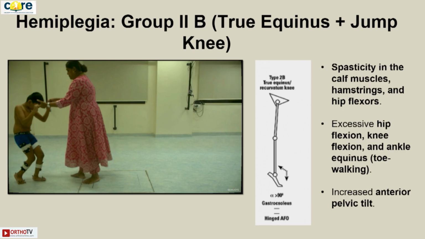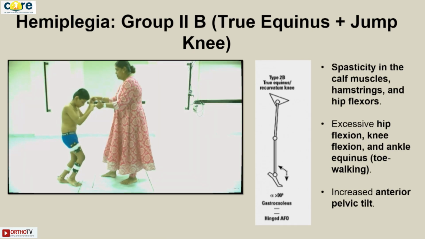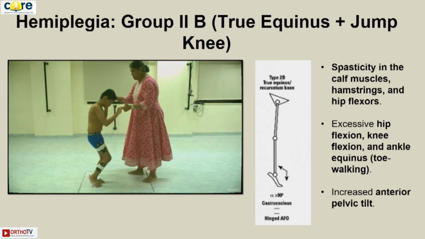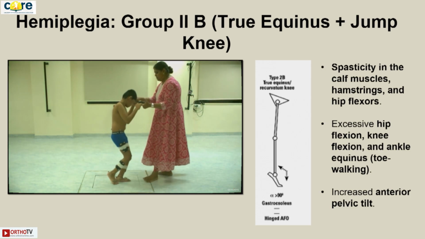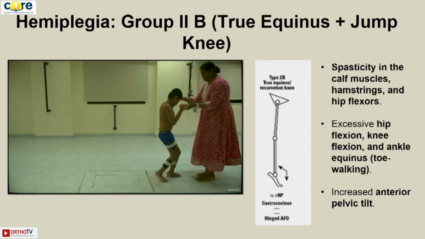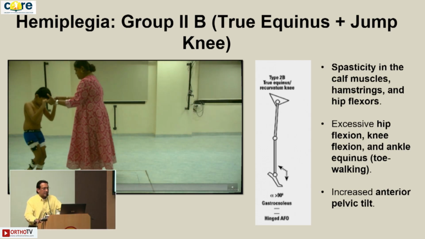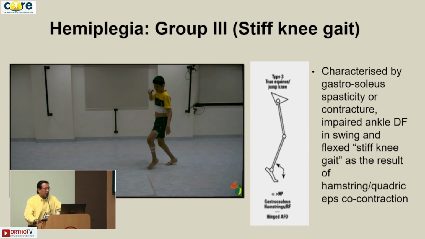Now this is the true equinus jump knee pattern, which is seen in hemiplegics. Typically when you have one side involvement, the right side is involved, the left side also goes in the same pattern, because you cannot walk with one leg straight and one leg bent. So that's why some of the children need support to walk.